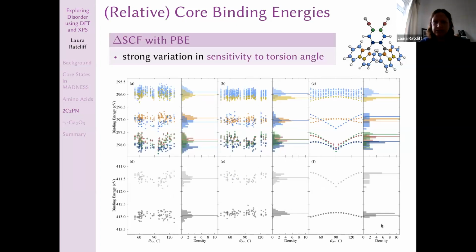Looking at the trends of the DeltaSCF calculated core binding energies for the rotated, the rigid, and the extracted molecules, we can see there's quite a strong sensitivity to torsion angle. We have some opposite trends between the two nitrogen 1s binding energies. And for the carbons, we also have variation in both the qualitative trend and the strength of dependence on the torsion angle. And for the rigid and the extracted ones, we get even greater variation in these core binding energies, as we would expect based on the extra levels of disorder present.